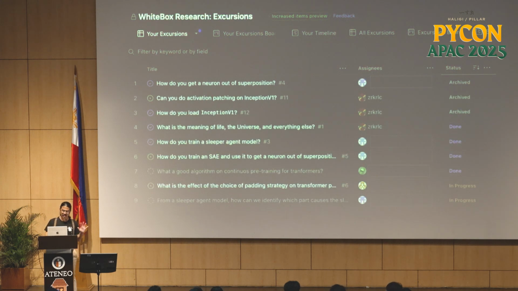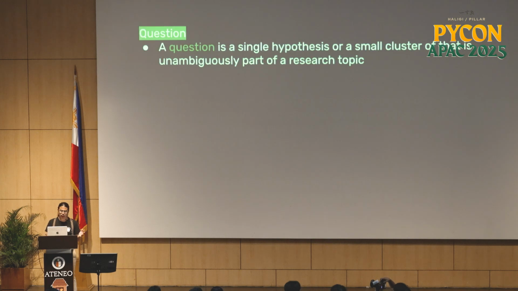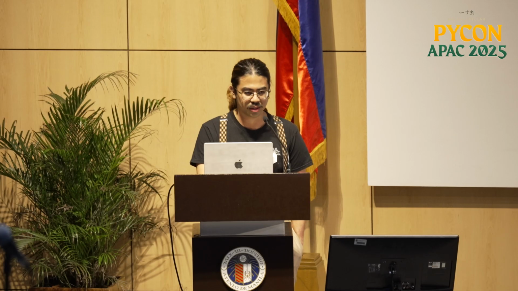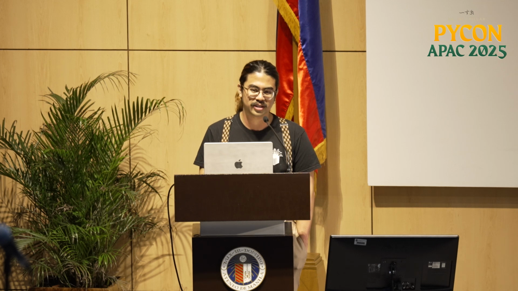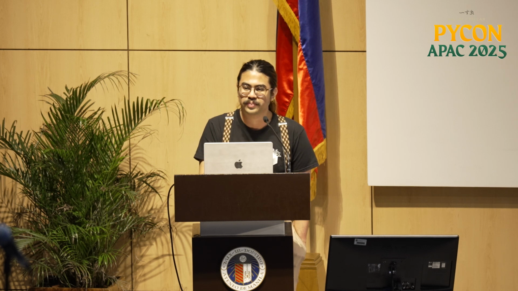So let me explain. The system has three moving main parts. First, we have questions. A question is a clearly defined hypothesis that carves out some portion of your research topic. For example, it could be something like, what happens when I change this hyperparameter a certain way? Or something even simpler, like, how do you train GPT-2 on an M1 Pro?